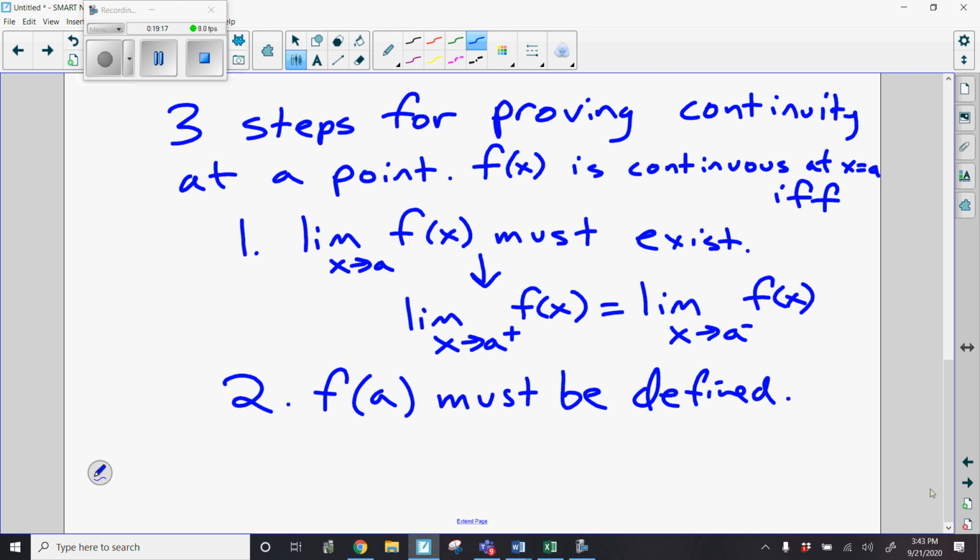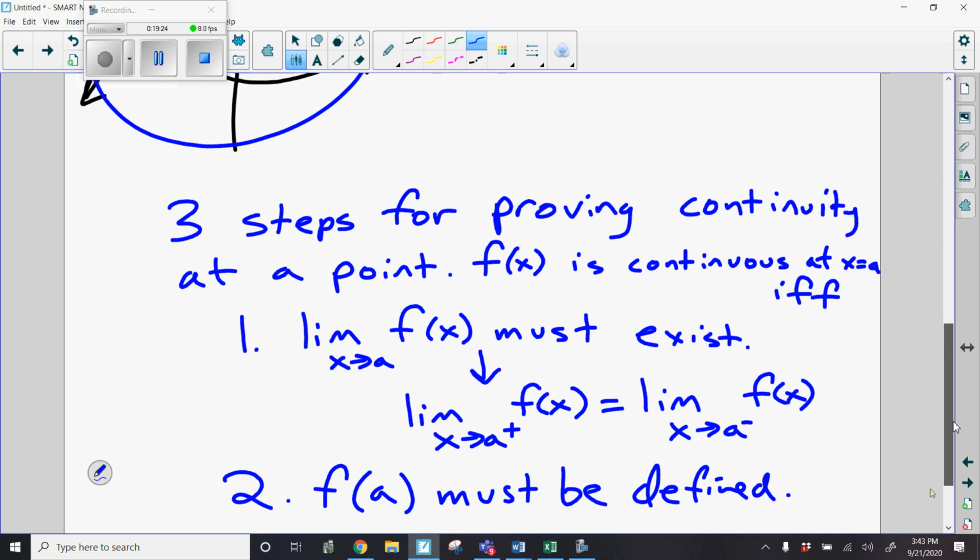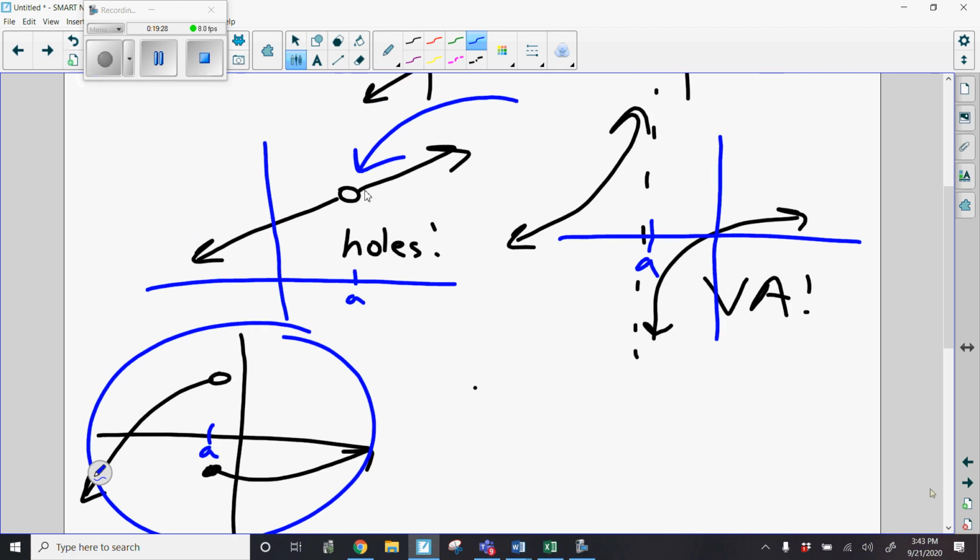So step 2 is a way that we can prove that that previous picture is discontinuous, because f of a is undefined. But what if f of a was defined, but it was defined up here? We've seen pictures like that. We know that that is not continuous. But hey, it passes step 1. The limit exists. The limit might be, I don't know, 5. F of a is defined. That might be 10. Well, we know it's still discontinuous.